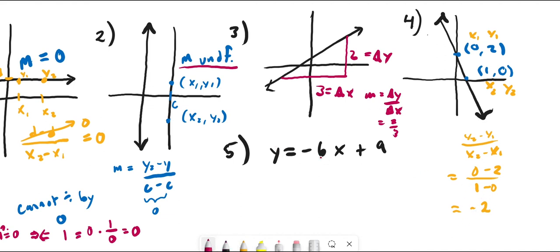Lastly, we just have to recognize here that this is solved for y. Then this is our m. m is equal to minus 6.